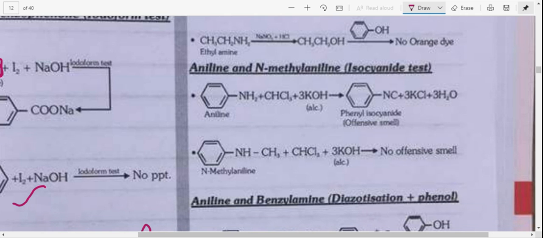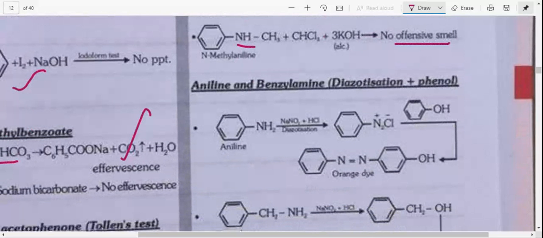Next is aniline and N-methylaniline by the isocyanide test. Aniline, when reacted with CHCl3 and KOH, will give phenyl isocyanide, C6H5NC. So it can give an offensive smell. Whereas N-methylaniline is a secondary amine, not a primary amine, and it cannot give any offensive smell.